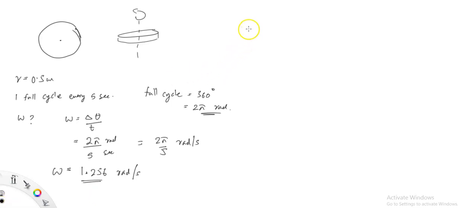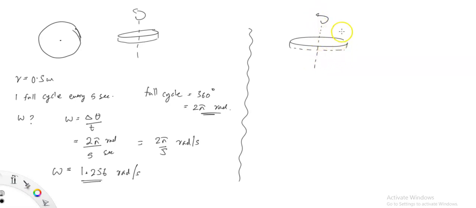Alright, so second example. This time let's say we have a merry-go-round. In carnivals, kind of places, you see these things, merry-go-round. So it is rotating around this axis. Let's say there's a child sitting 2 meters from the rotating axis.